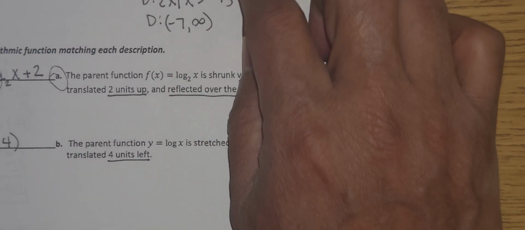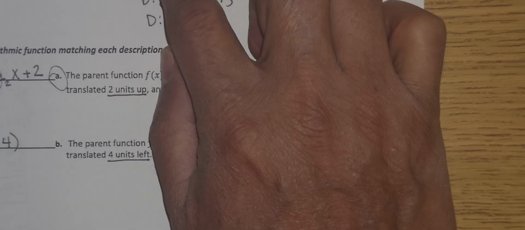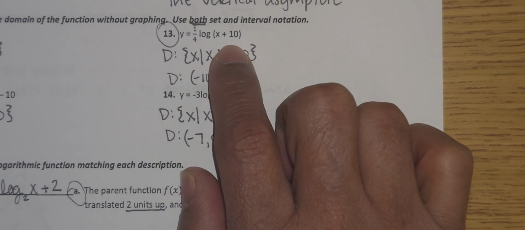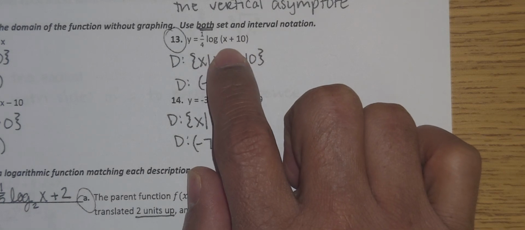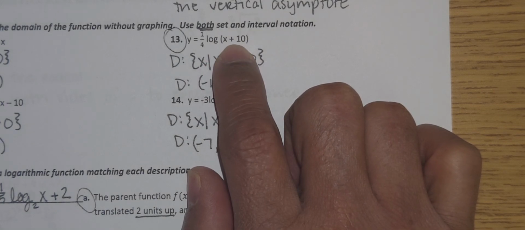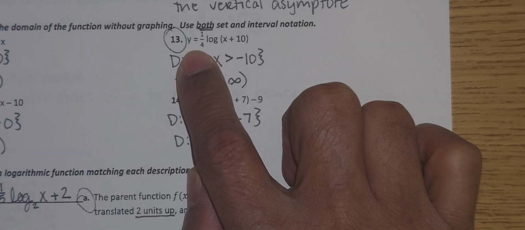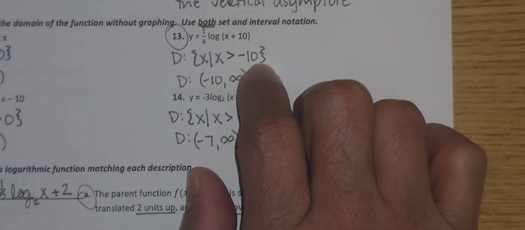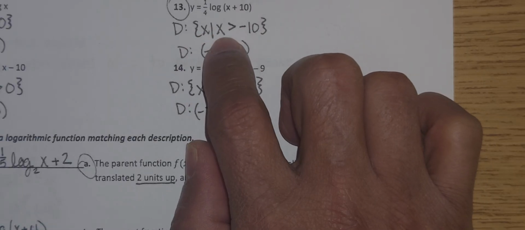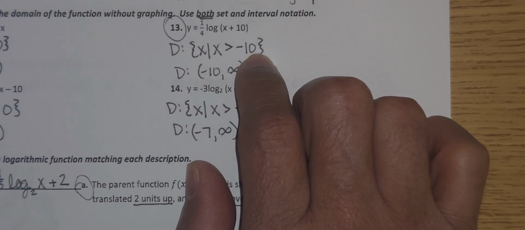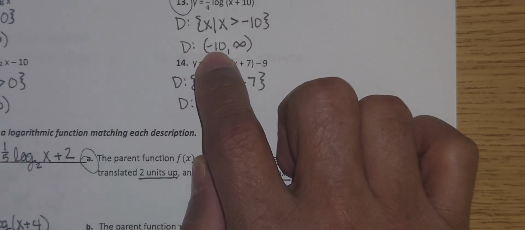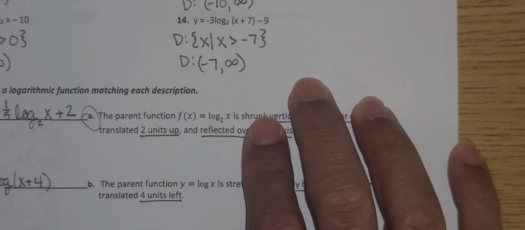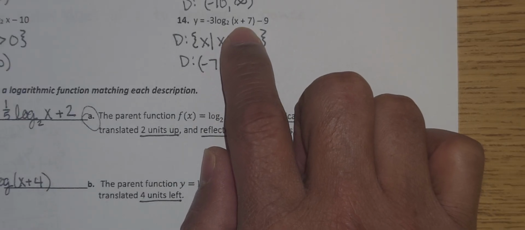The next example, number 13. This is 1/4 log of x plus 10. Now notice there's a parenthesis here. I'm sorry you couldn't see that. For this one, since it's plus, it goes to the left 10, which means we can only use the values greater than negative 10 for the domain. So that's set notation x such that x is greater than negative 10, and for interval notation, parenthesis negative 10 to positive infinity.